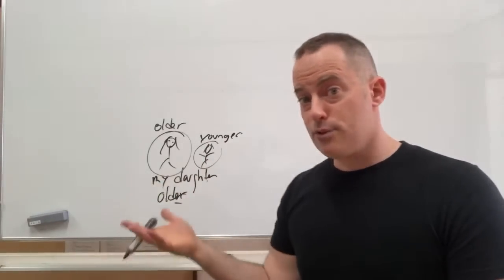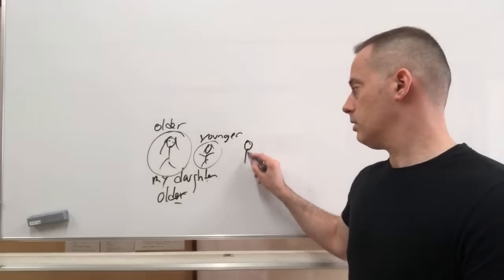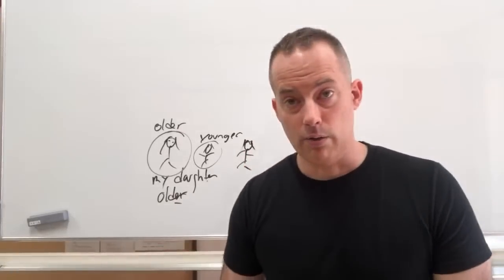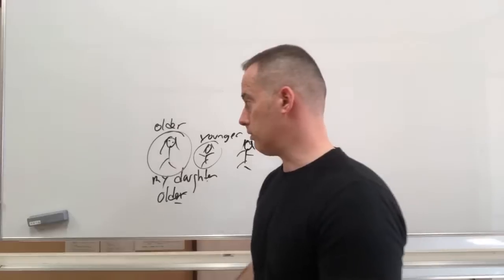Now imagine I have three children. Let's say I have three daughters. What would I call them then? How would a native speaker describe these?